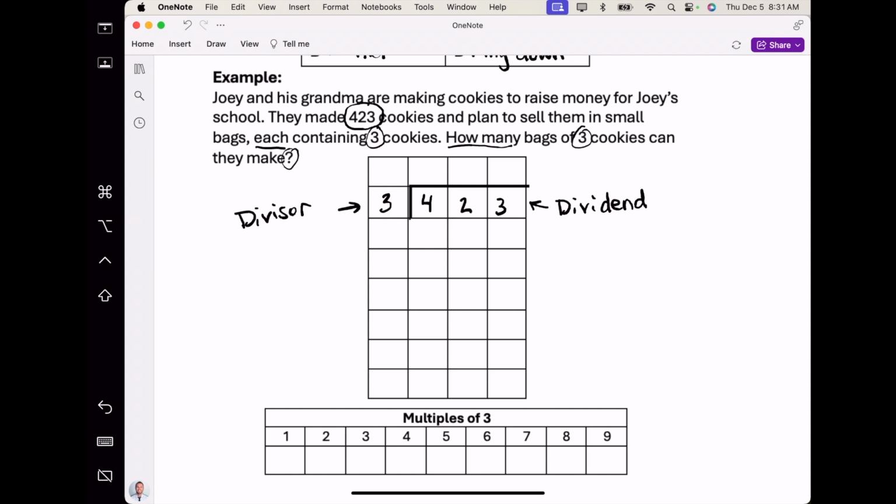So when we're setting up long division, you could just count by 3s until you get to 423, but that would take a really long time. So instead, what we're going to do is we're going to break it up into a series of steps, and we're going to do it digit by digit. So remember, our steps are divide, multiply, subtract, bring down, dad, mom, sister, brother.